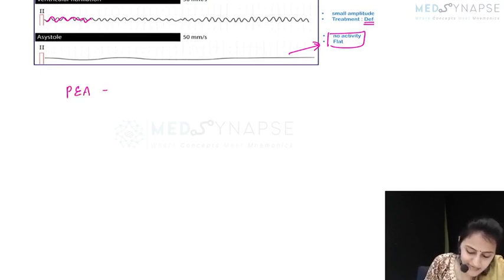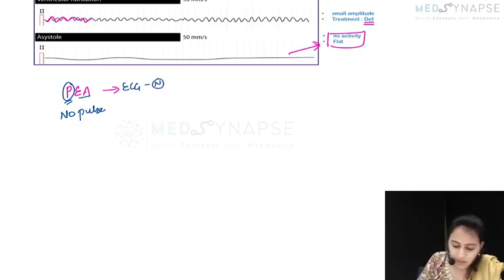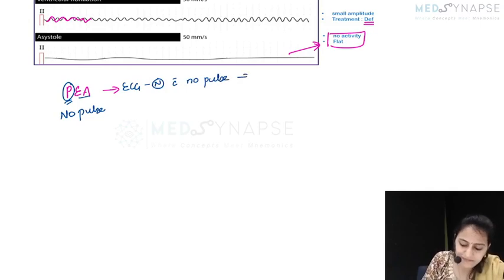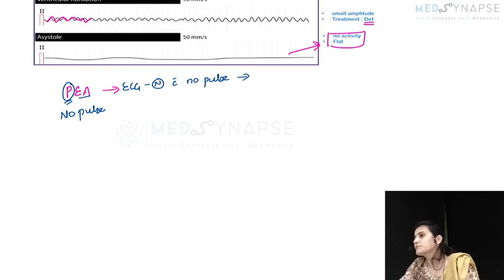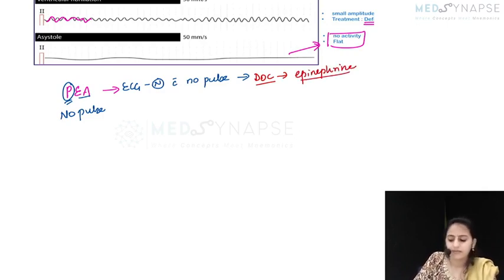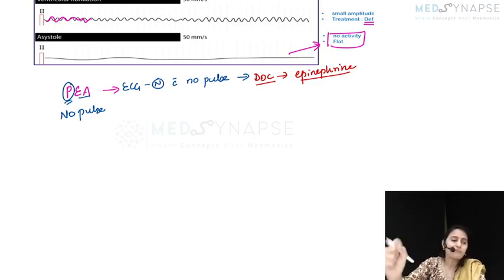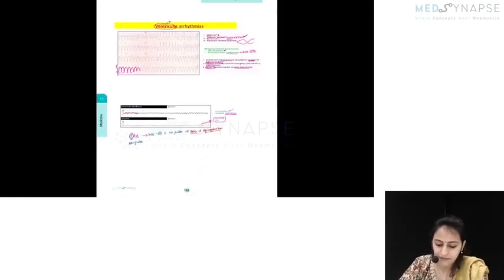And what is pulseless electrical activity? Correct. Pulseless, that means there is no pulse. But if you see the ECG, that is almost like normal. So ECG normal with no pulse is pulseless electrical activity. What will be the treatment there? Is it a shockable rhythm? No, it is not shockable. So the drug of choice here is epinephrine. Right, the electrical activity is there, the mechanical is not there, the pulse is not felt. So you give epinephrine like you give in cardiac arrest basically. The pulseless electrical activity, we will give epinephrine.